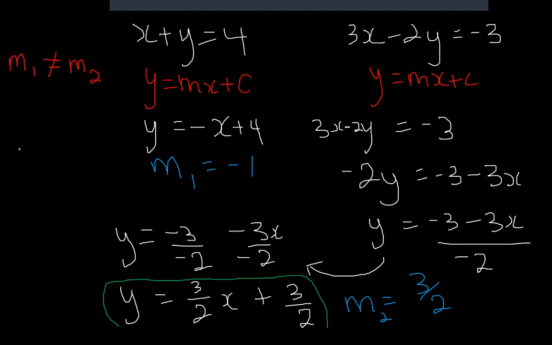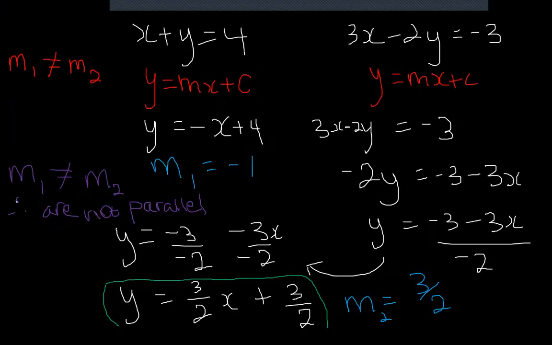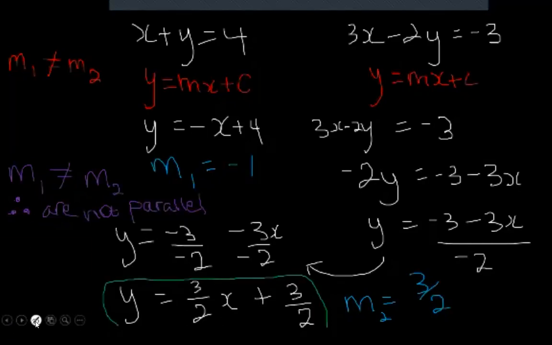So what you'll put, M1, this is your final statement then. M1 not equal to M2. Therefore, these lines are not parallel. Everybody understands that, right? Why they're not parallel? Yes, miss. All right.